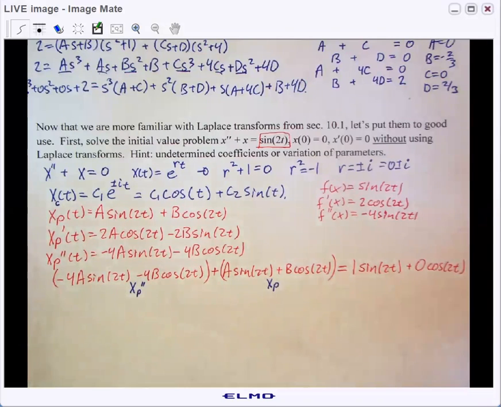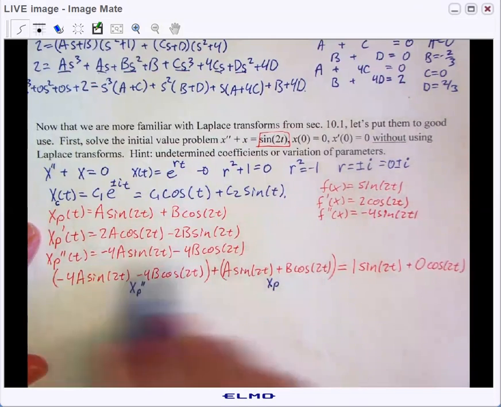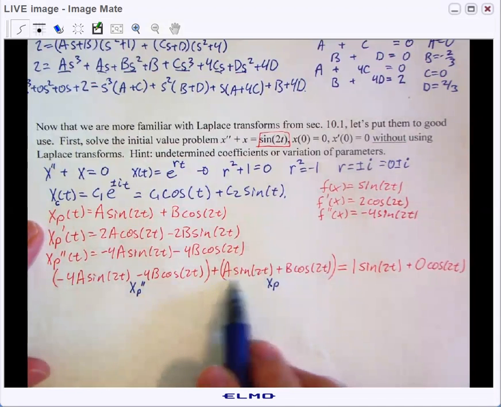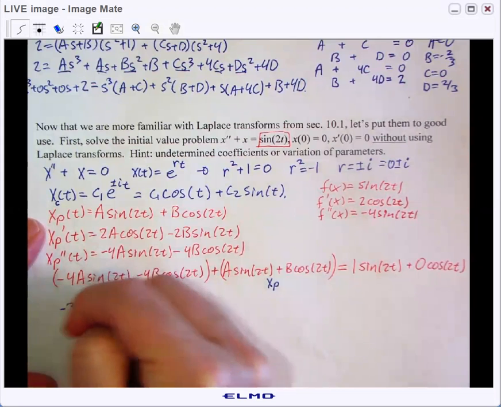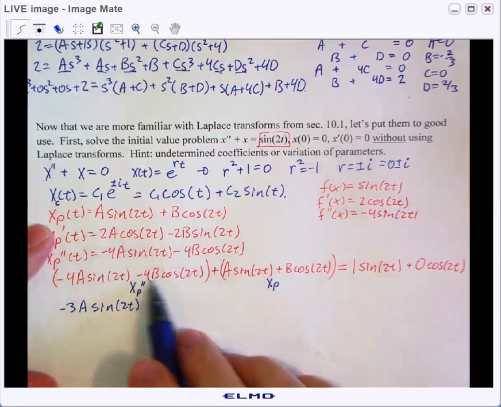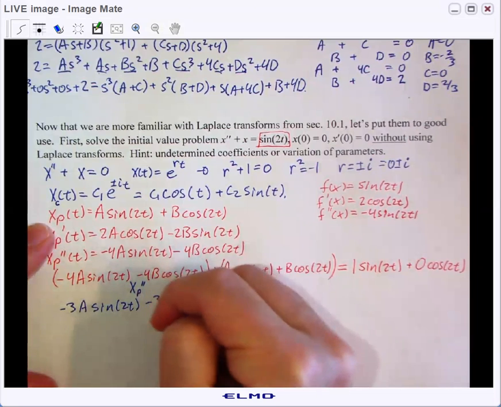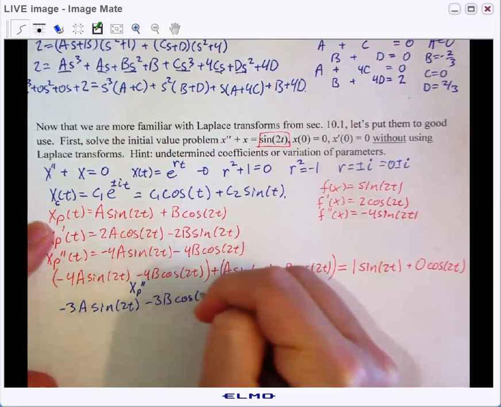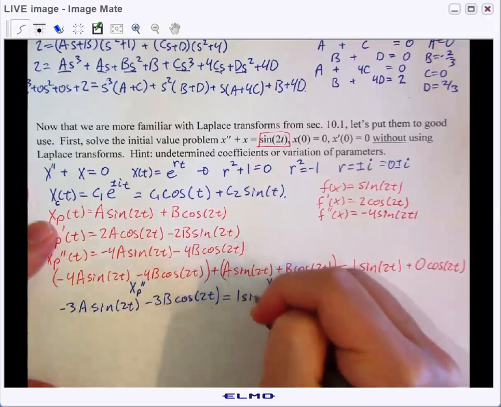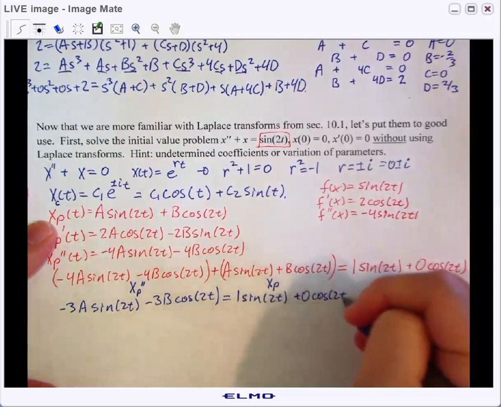Okay, and we're back here concluding this problem. So if we look at this left-hand side and combine like terms, we find negative 4a sine of 2t plus a sine of 2t gives me negative 3a sine of 2t. And we have minus 4b cosine of 2t plus b cosine of 2t is minus 3b cosine of 2t. And that should equal 1 sine of 2t plus 0 cosine of 2t.